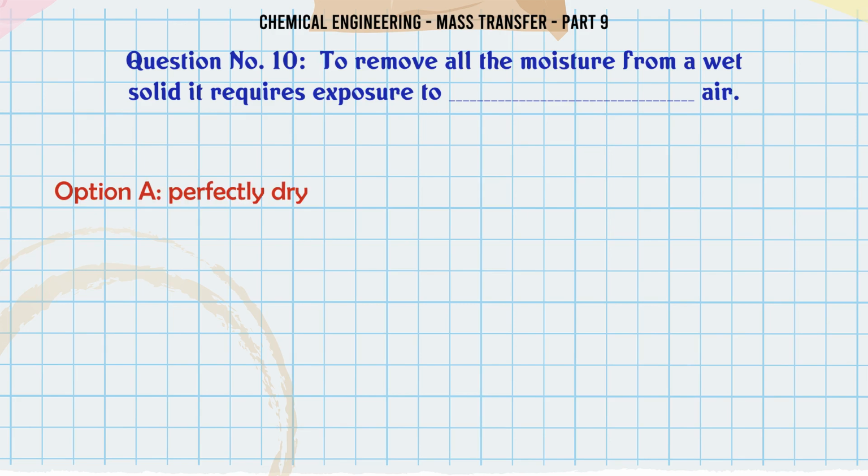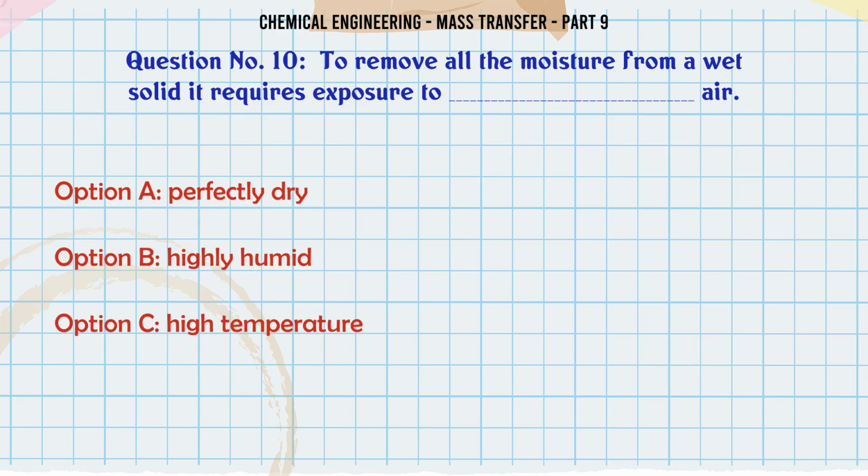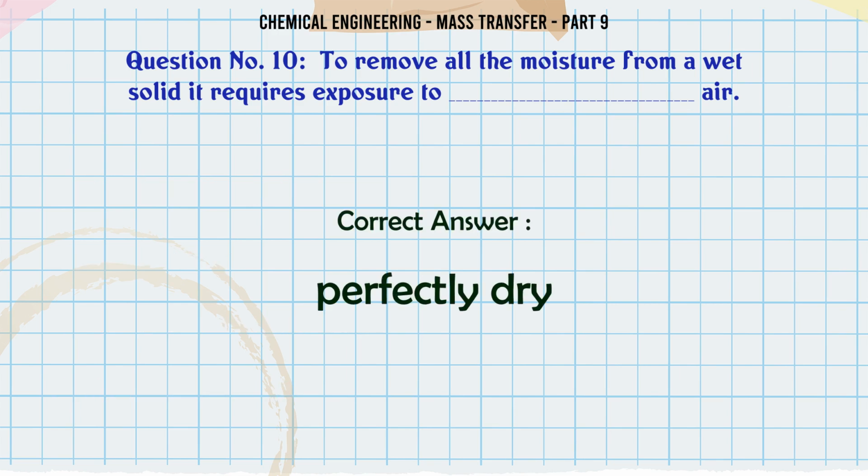To remove all the moisture from a wet solid, it requires exposure to air. A. Perfectly dry. B. Highly humid. C. High temperature. D. None of these. The correct answer is perfectly dry.